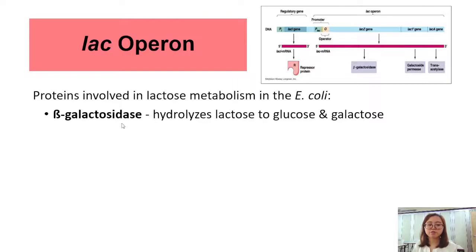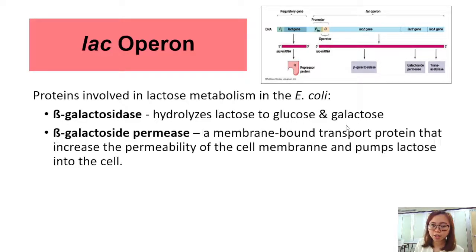Okay, so let's look at the first enzyme. The first enzyme, beta-galactosidase. It will hydrolyze lactose to glucose and galactose. So inilah enzim yang memecahkan lactose kepada 2 monosaccharide ini, yaitu glucose dan galactose.